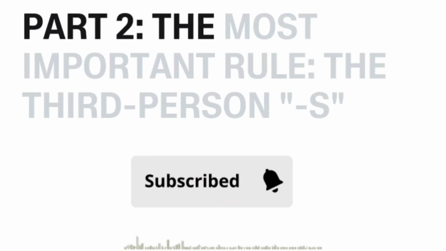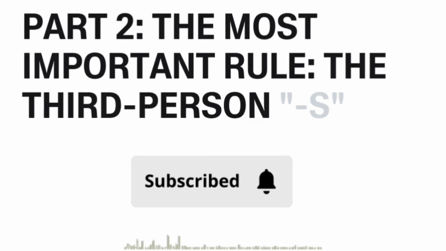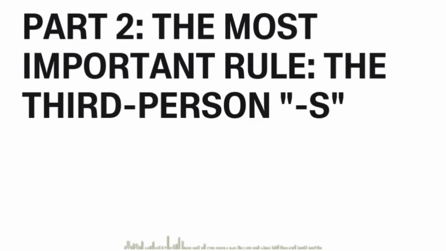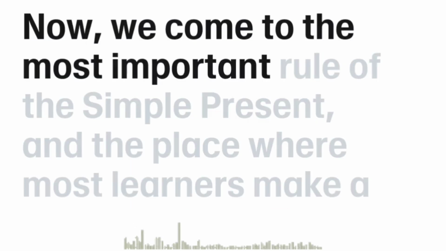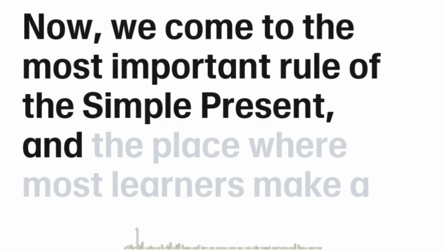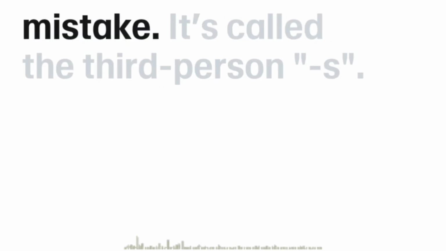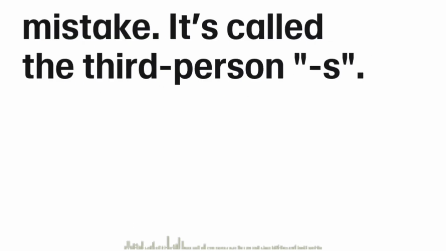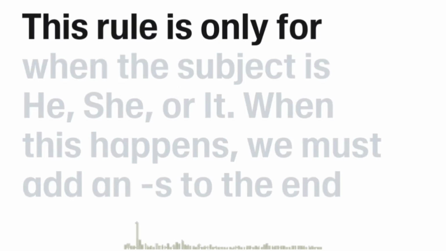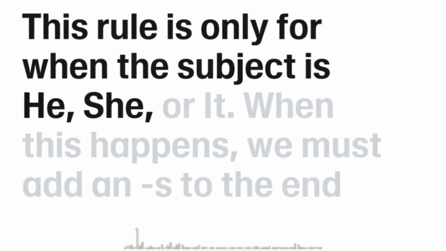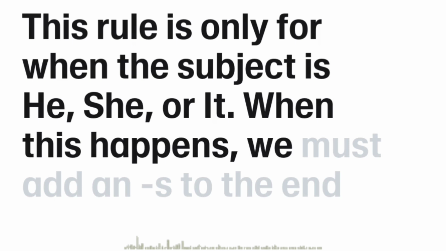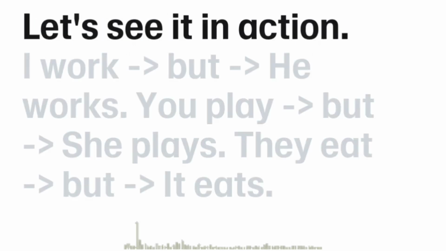Part 2. The most important rule, the third person S. Now, we come to the most important rule of the simple present, and the place where most learners make a mistake. It's called the third person S. This rule is only for when the subject is he, she, or it. When this happens, we must add an S to the end of the verb. Let's see it in action.